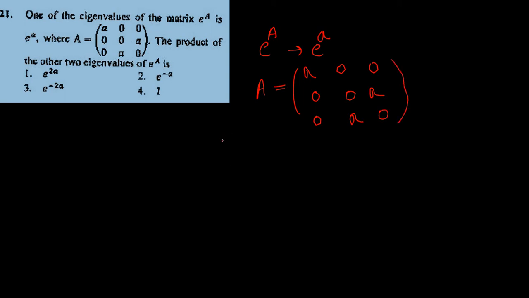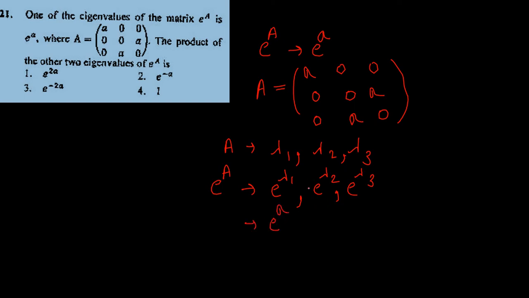So you know, if the eigenvalues of A are lambda 1, lambda 2, lambda 3, then the eigenvalues of e to the power A will be e to the power lambda 1, e to the power lambda 2, e to the power lambda 3. And you are given one of its eigenvalues, which is e to the power A, and you have to find the product of the other two eigenvalues. It means you have to find e to the power lambda 2 into e to the power lambda 3.